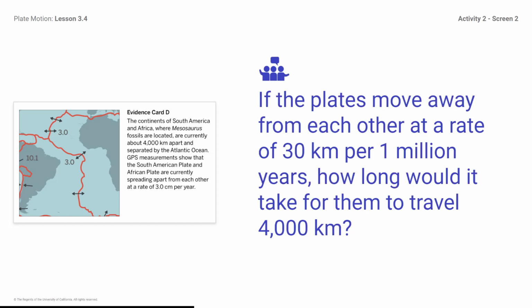If the plates move away from each other at a rate of 30 kilometers per 1 million years, how long would it take for them to travel 4,000 kilometers? You may wish to have scratch paper and a calculator to make this calculation. This calculation predicts that it would take about 130 million years for the plates to spread apart 4,000 kilometers, based on the current rate of plate motion.